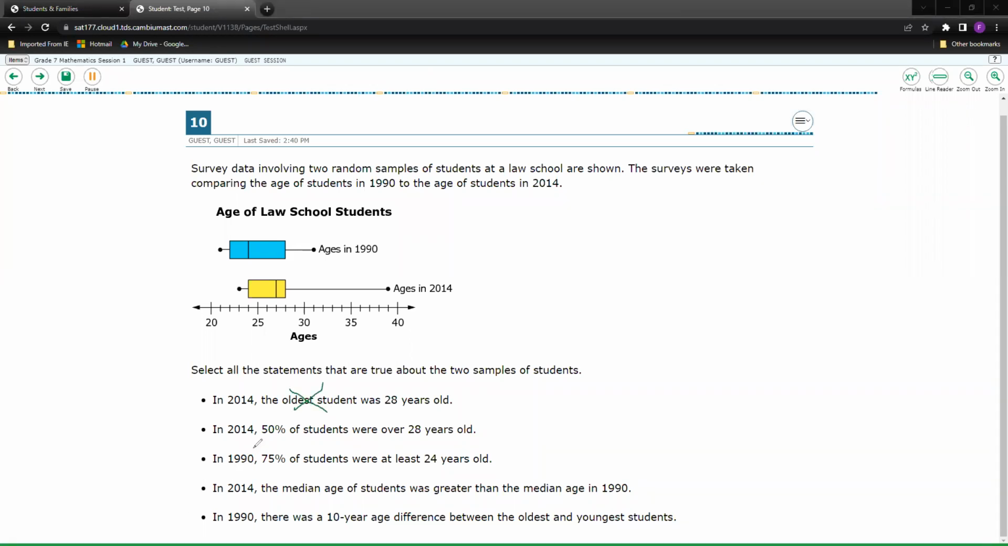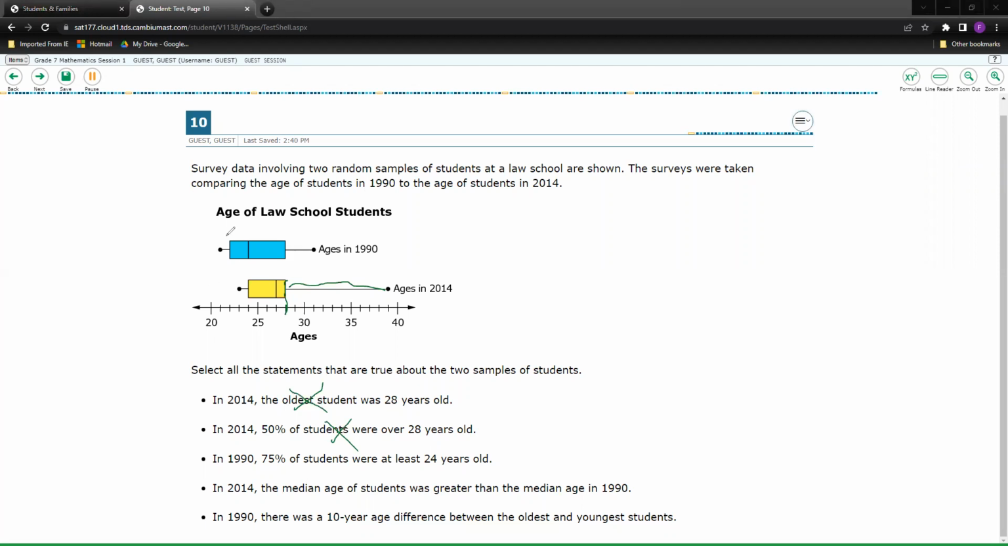In 2014, 50% of the students, meaning 2 sections, were over 28 years old. So actually in 2014, I see the number 28 right here. So there were only, this is the last segment, the whisker. So this is only 25%, not 50. That is incorrect.